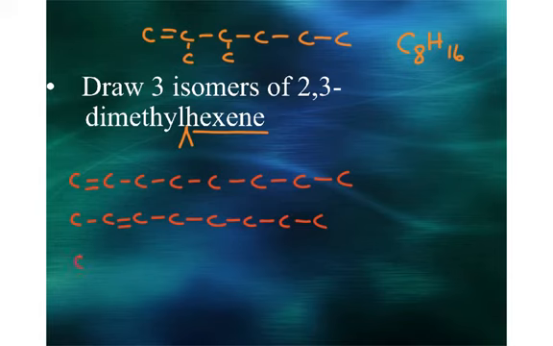So for instance, 1, 2, 3, 4, 5, 6. Let's put the double bond in the number 3 location just for fun. I've got 2 more carbons. Let's put 1 here and 1 here. There's 3 isomers. I can make tons of different isomers here because not only can I move my double bond around, but I can shorten the chain and put my substituents around.